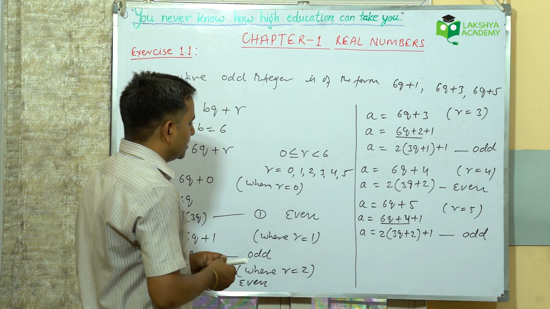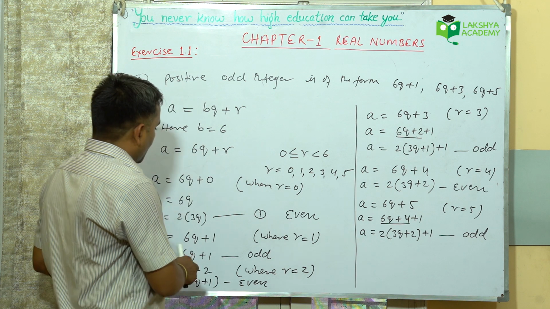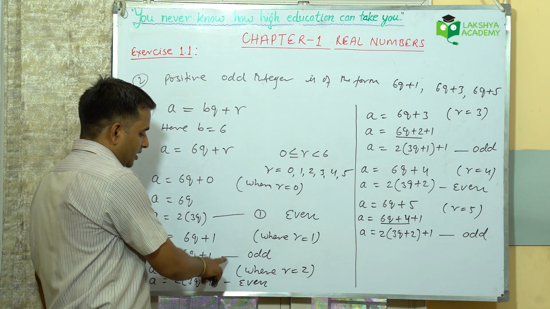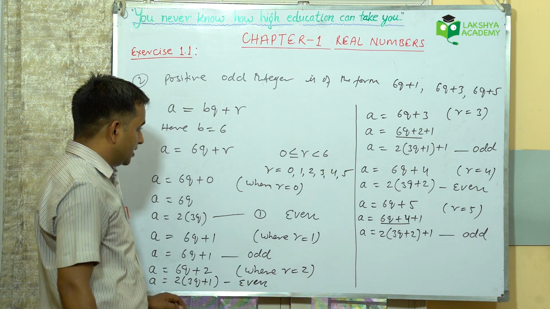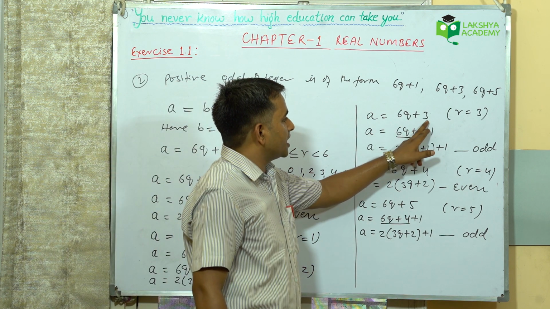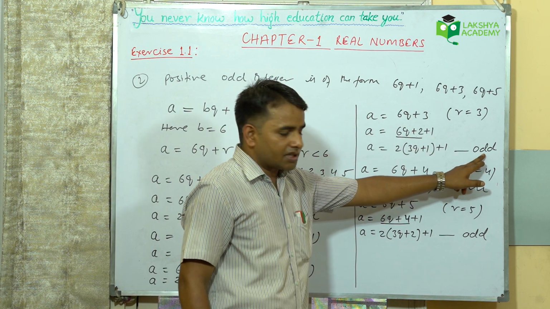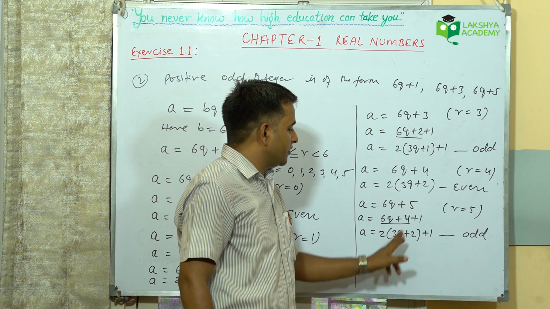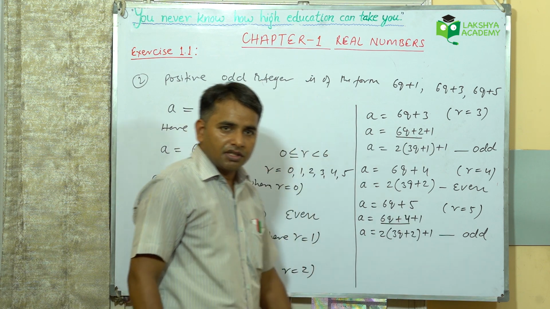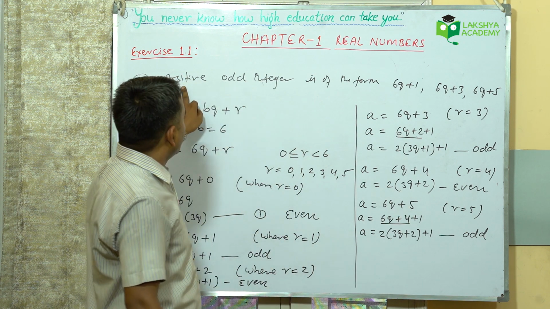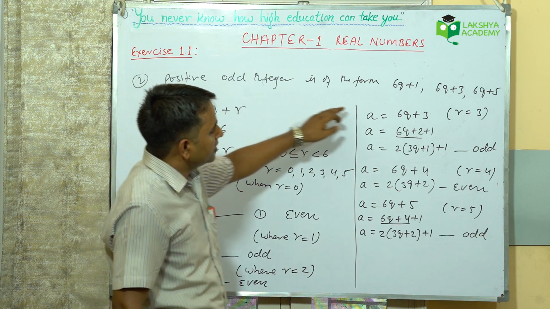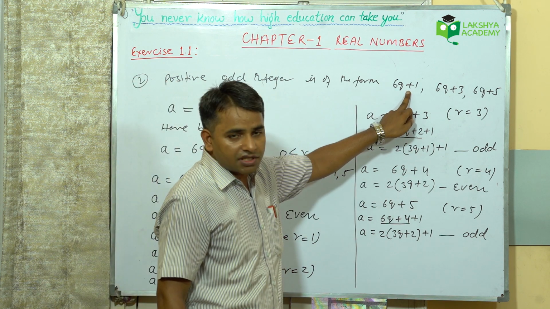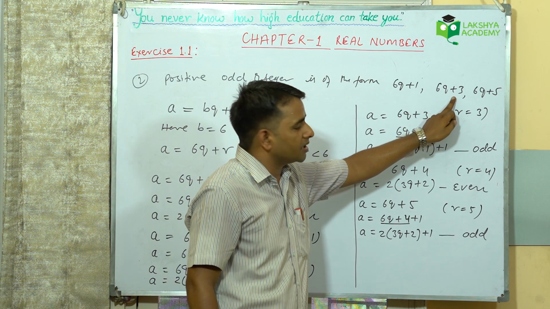Now we can find out 6q plus 1, so this is the odd expression. 6q plus 3, we are getting the odd expression. 6q plus 5, we are getting the odd expression. So any positive odd integer can be expressed in the form of 6q plus 1, 6q plus 3 and 6q plus 5.